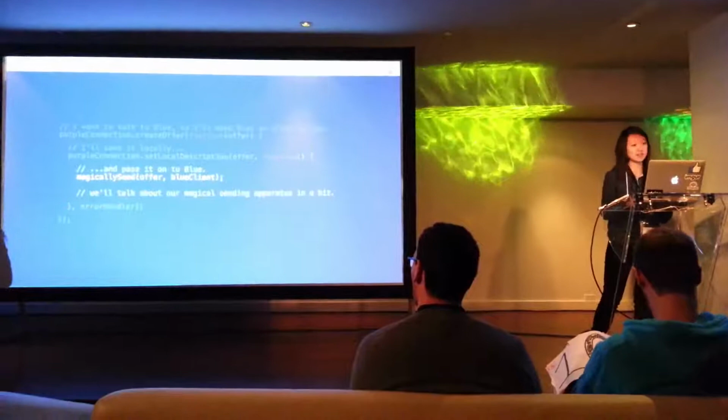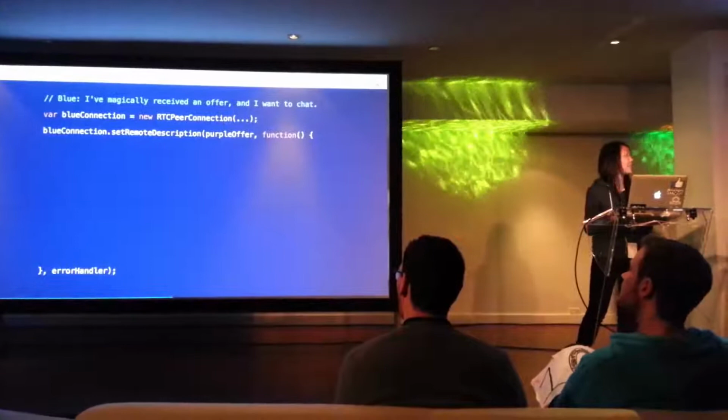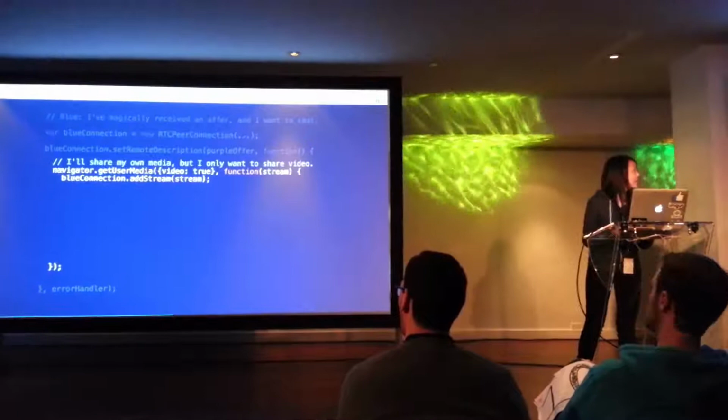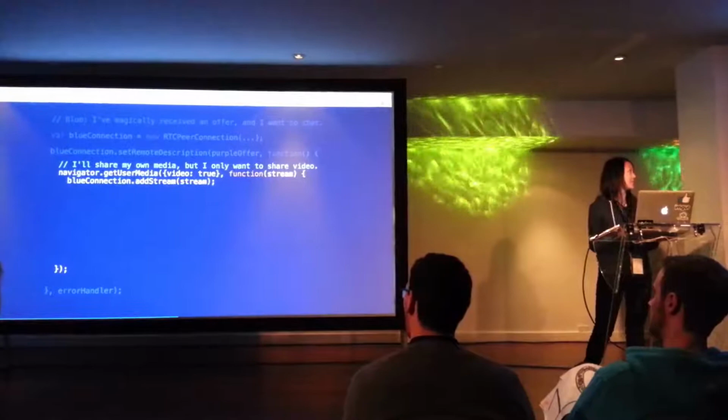So Blue has magically received this offer, and Blue will create an RTCPeerConnection just as Purple did, and Blue will save Purple's offer onto the peer connection object. Then Blue wants to share his own media, but Blue's a little shy, so he only wants to give audio, and that's completely fine. Blue will add the audio stream and create an answer.